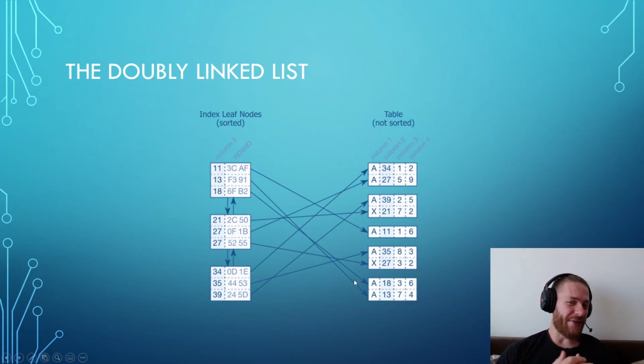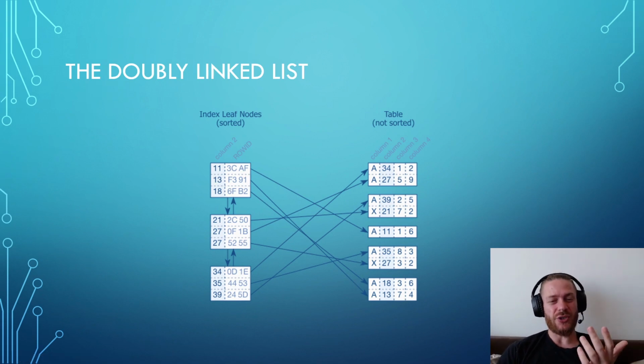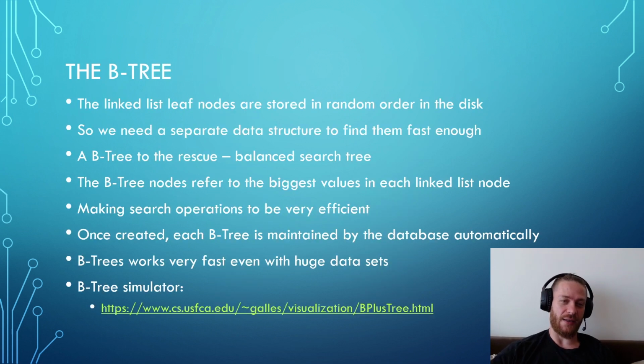So we need another data structure to search values efficiently in the linked list. And that structure is the B tree. The B tree is the so-called balanced search tree. It's not a binary tree. Binary tree is a different beast. This is a balanced search tree.